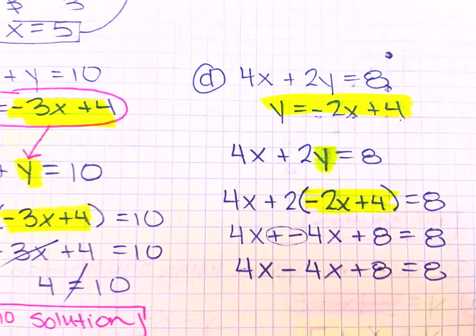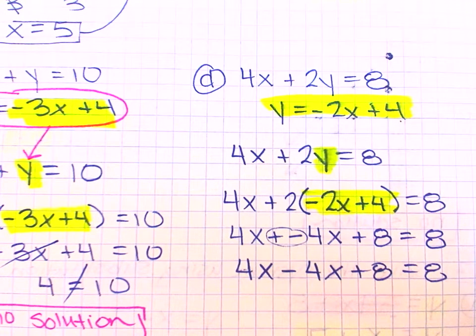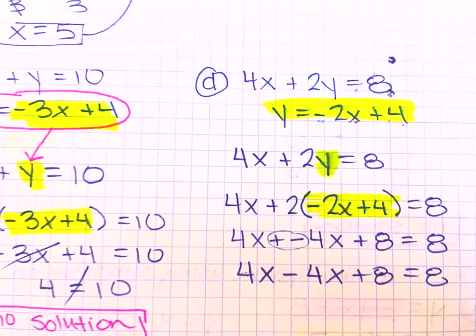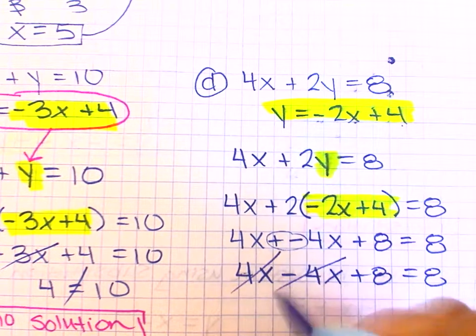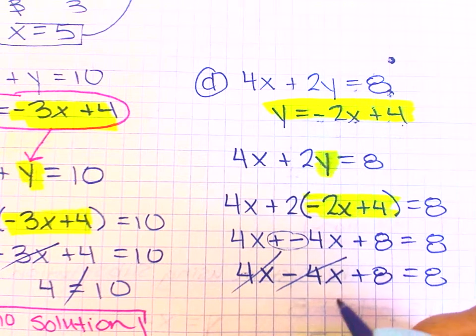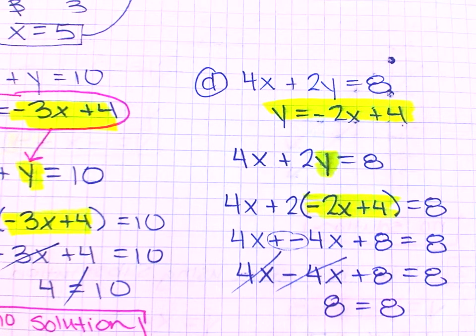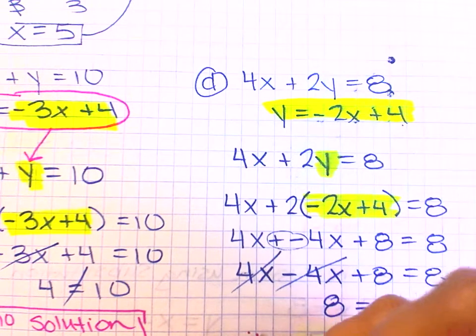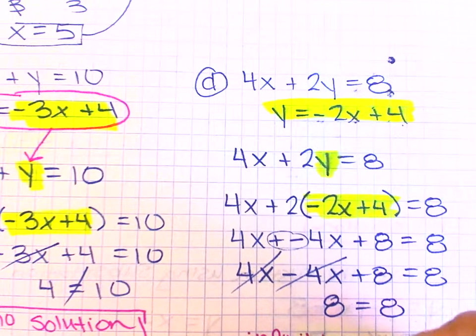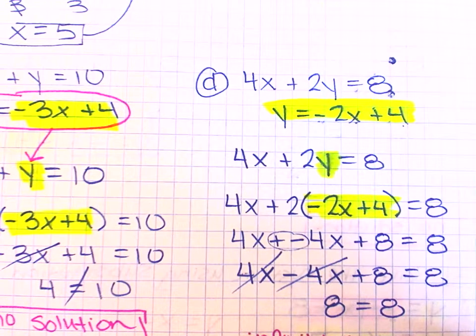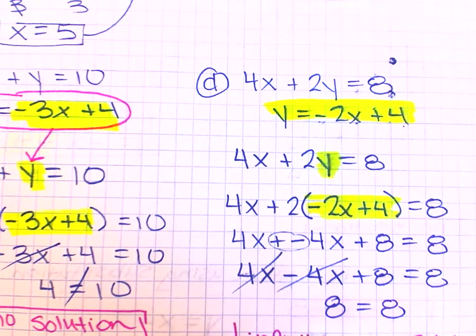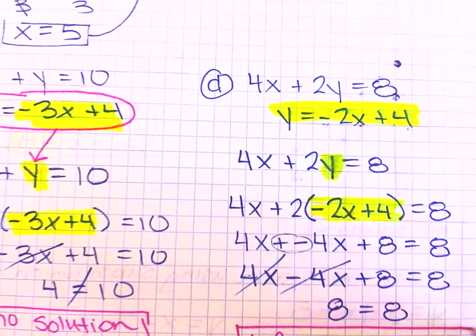Oh, this looks like the other problem, but not quite. Is 4x take away minus 4x 0? Okay, so they cancel out. That's not going to work. But wait a minute, I'm left with 8 equals 8. Does 8 equal 8? Yes. So it's not no solution. What do you think it is? Infinitely many solutions. Infinitely many solutions.